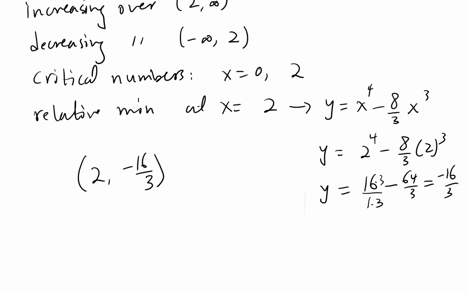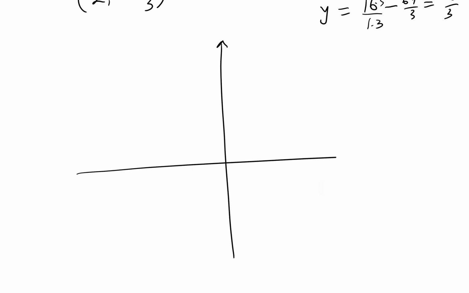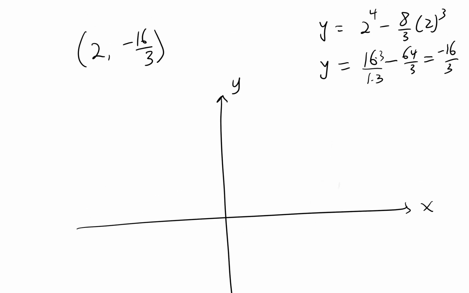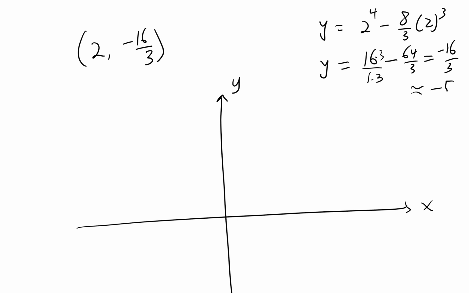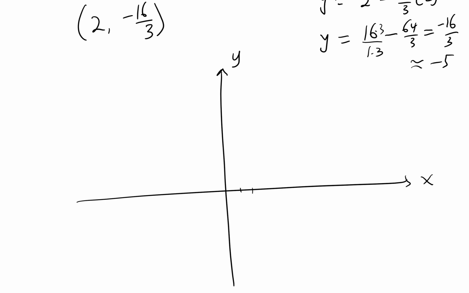Now, can we graph it using this information? Yes, we can. X, Y. We had a 2. So this one here is about negative 5 point something. So it's 2 comma 1, 2, 3, 4, 5 something. Say here. There's a relative min at this one. Relative min.